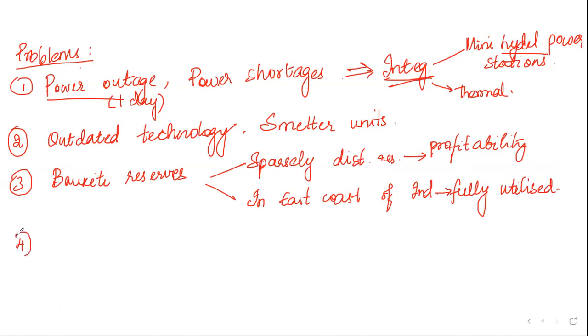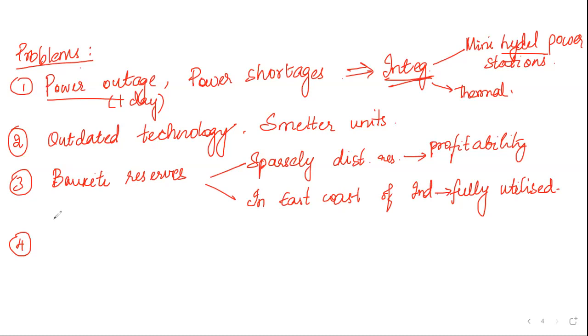Okay. Fourth point. There is a clause, a limitation, a constraint that the government has put upon the aluminium industries. What is the constraint?